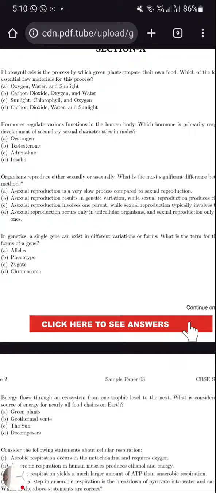First one is D, carbon dioxide, water and sunlight, correct. For second one, B, testosterone, correct. For third one, what is the third answer?